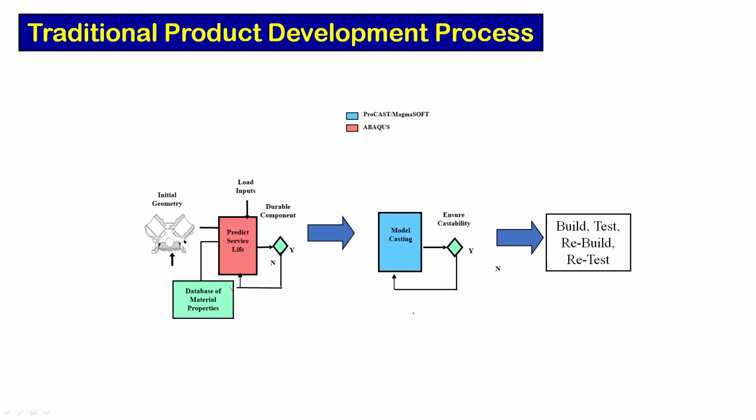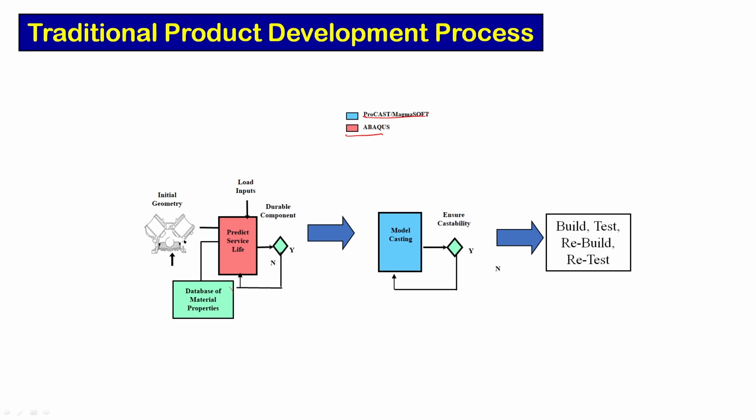So this area is basically a database. This service life prediction can be done by Abaqus, but model casting can be done by ProCast software or MagmaSoft. These softwares allow you to make the casting on the computer, and then you can check whether the castability is there or not. Since you are using a new material, castability is a big issue that you have to check. So then finally you can build the casting, test it. If it works fine, good; if it does not work, you go to rebuild, retest, and you may do this many times. That is the traditional product development cycle.